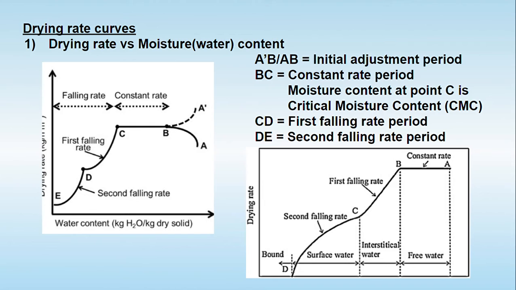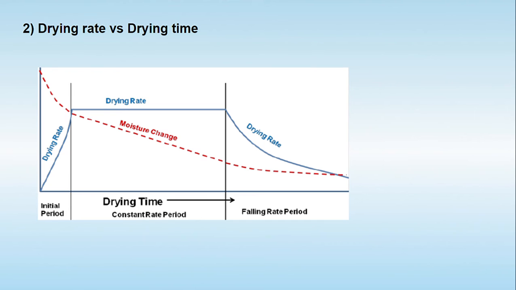So when we want to understand the entire drying cycle, we plot the curve of drying rate versus the moisture content, which will highlight how the moisture is removed at different time intervals with respect to the different drying rates. The second drying rate curve used is the drying rate versus the drying time.